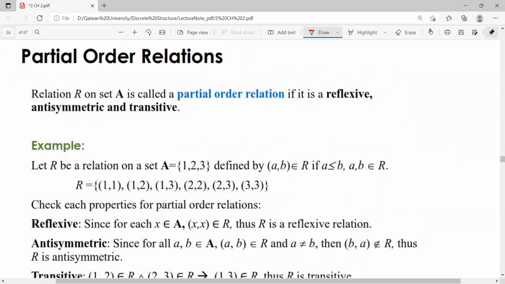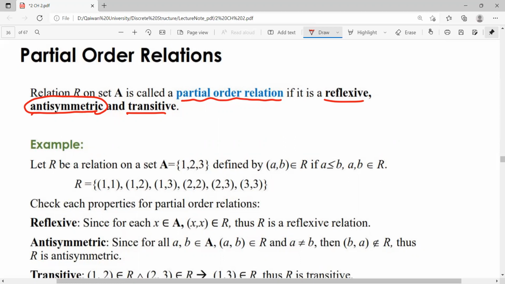We have partial order relations. We say a relation on a set A is called a partial order relation if it is reflexive, anti-symmetric, and transitive. There's only this change with the equivalence relation. In equivalence relations, the relation must be reflexive, symmetric, and transitive. But in partial order relations, the relation must be reflexive, anti-symmetric, and transitive.